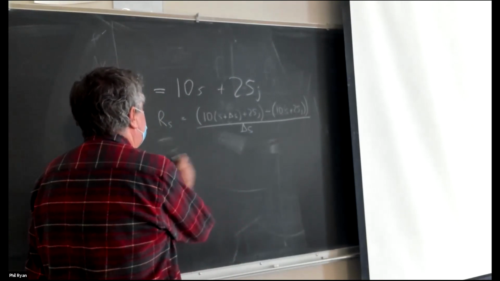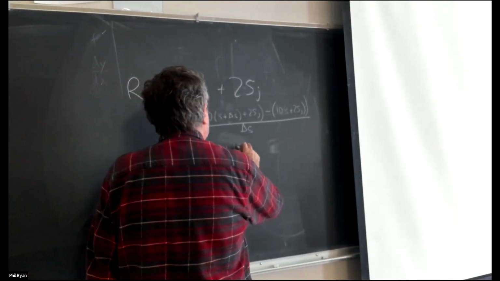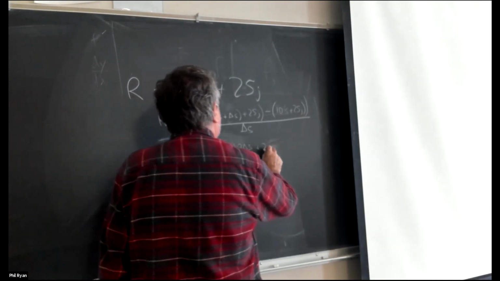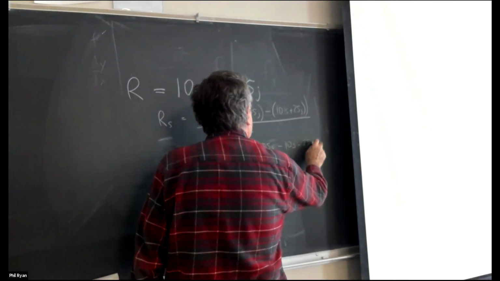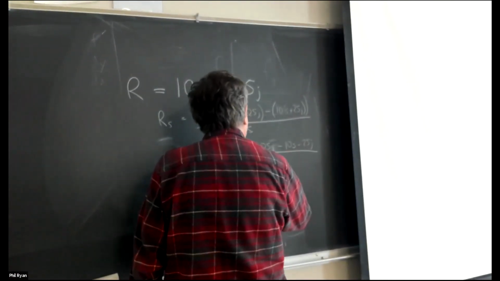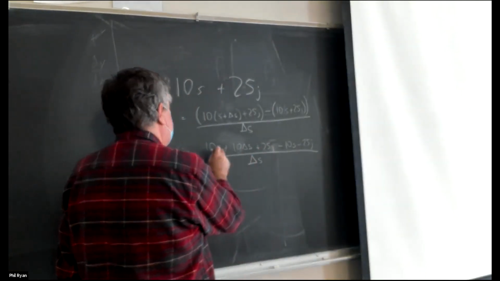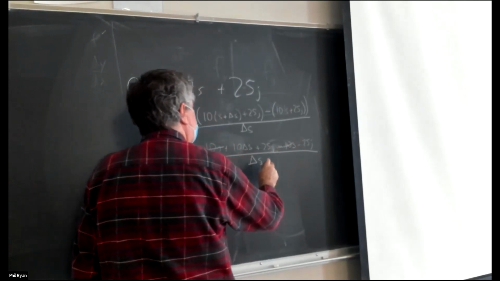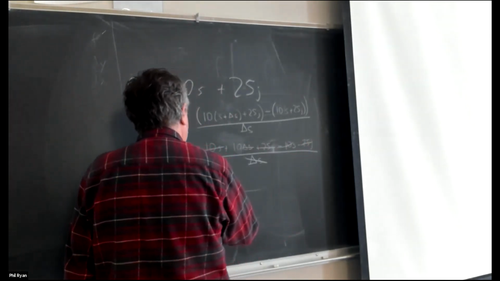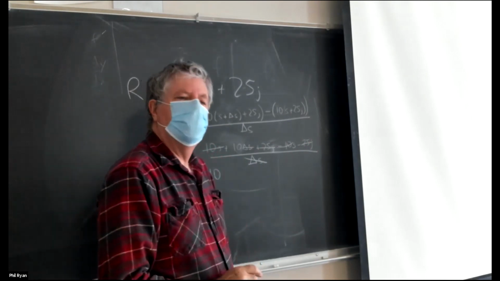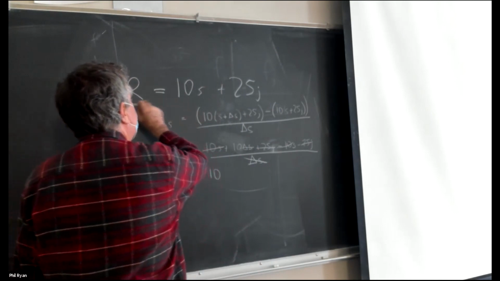If we go through this, we get 10s plus 10 delta s plus 25j minus 10s minus 25j, over delta s. We're just doing a rise over run. The 10s's cancel, the 25j's cancel, the delta s's cancel, and we get 10. So the partial derivative with respect to s is 10.